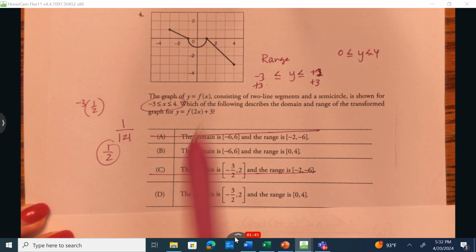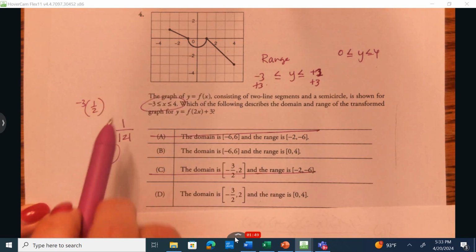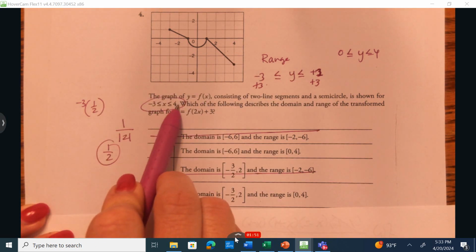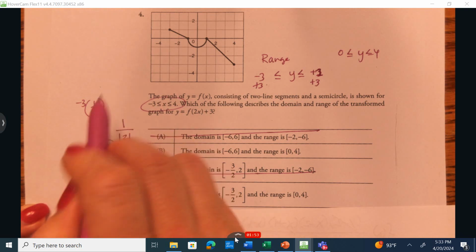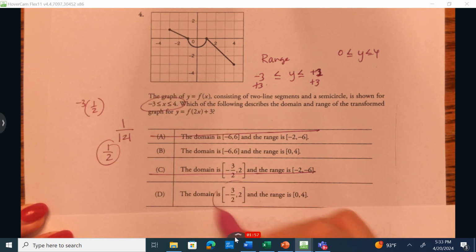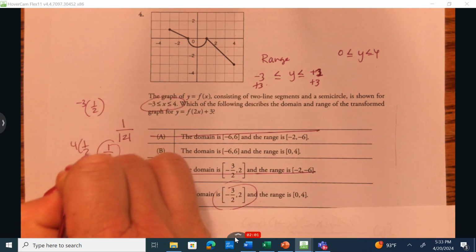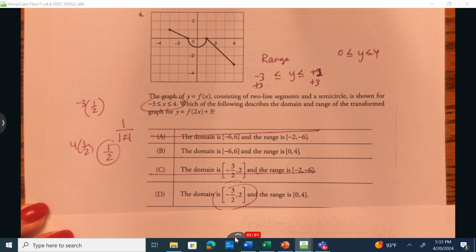The domain says which value is furthest to the left for this function and which value is furthest to the right. We only have to worry about the endpoints then to determine the domain. So I'm taking -3 times 1/2 to get -3/2, and I'm taking +4 times 1/2 to end up with 2. Well, how else could we do that?